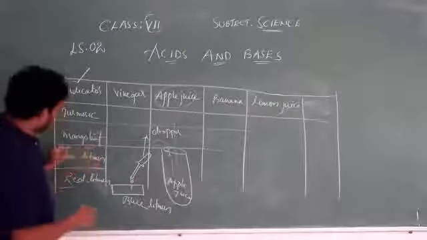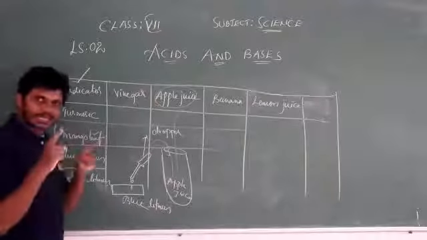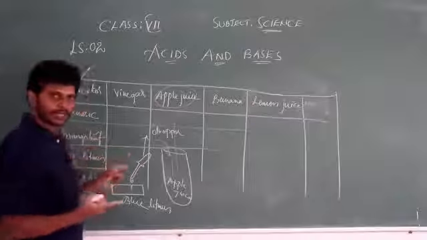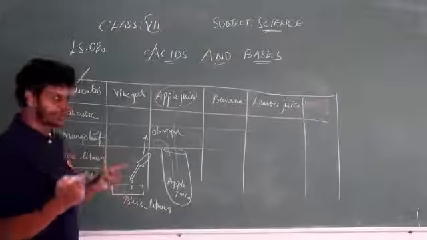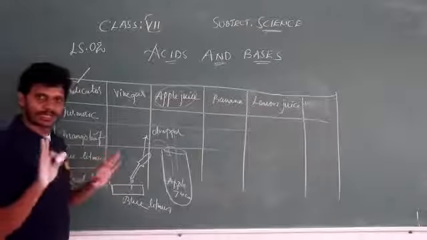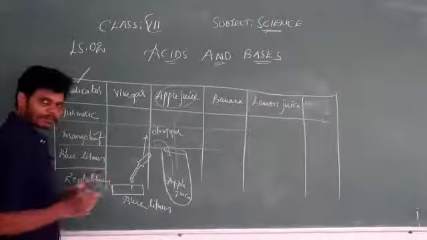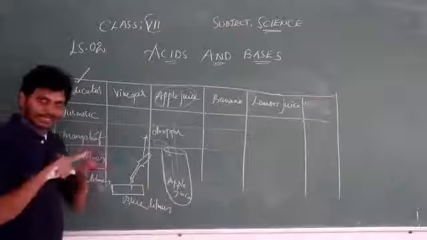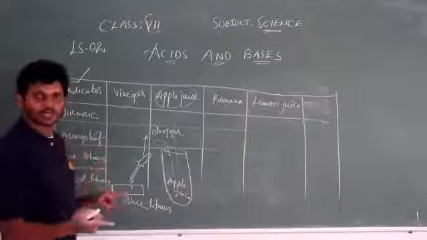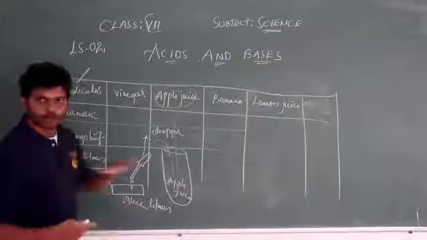Blue litmus paper in acids changes color from blue to red, but in bases it remains the same. Red litmus paper in acids remains the same, but in bases red litmus changes color from red to blue.